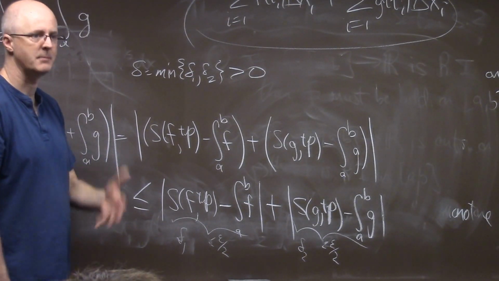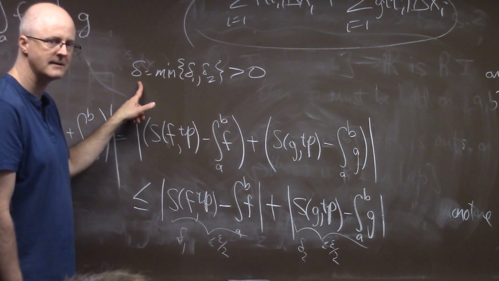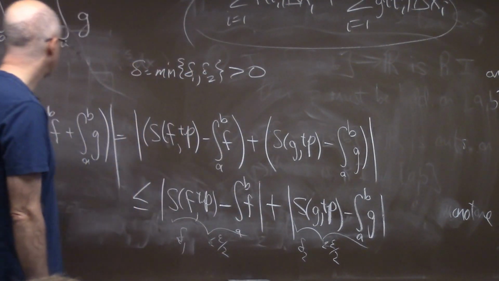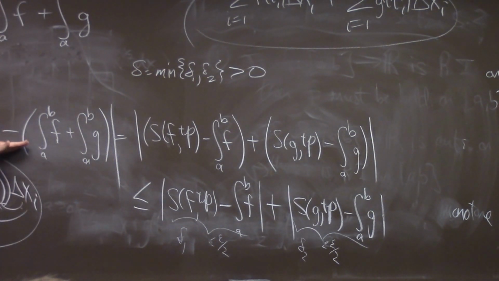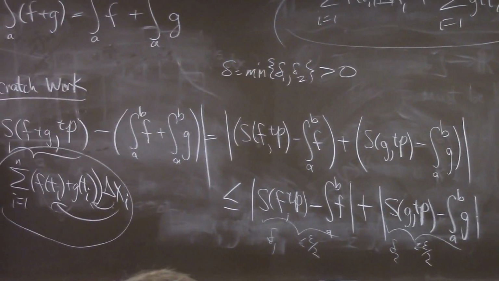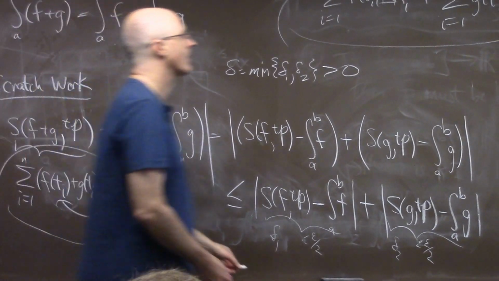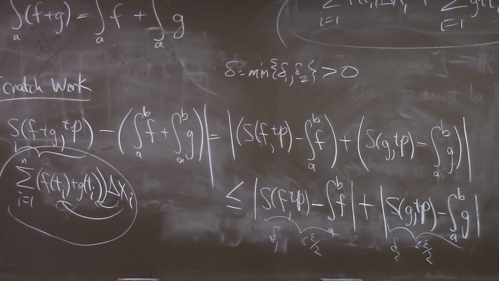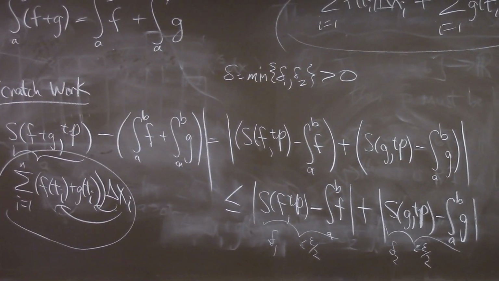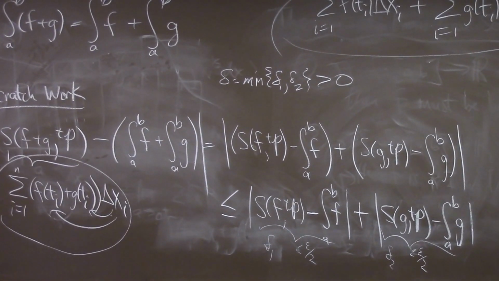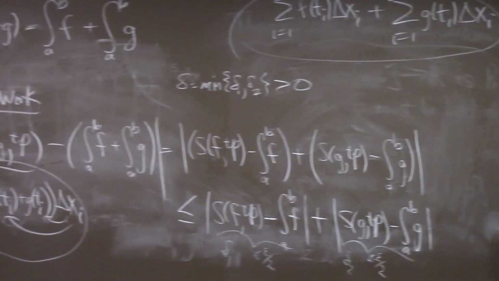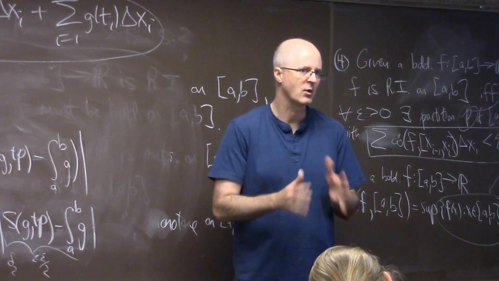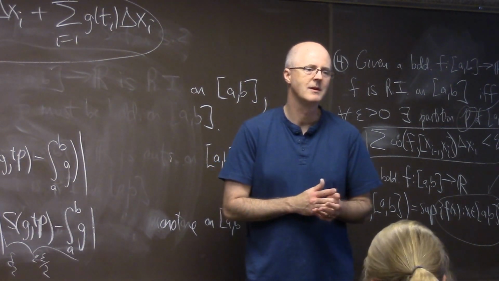Then say, suppose you've got a tag partition with norm less than that. Then both of these would be less than epsilon over 2, and you'd be able to say, oh, this is less than epsilon. So that's a proof. It's not too hard. I'm not saying it's easy. It's exam level kind of problem. Maybe that's the best way to put it. It's not easy, but it's not hard. It's somewhere in between.